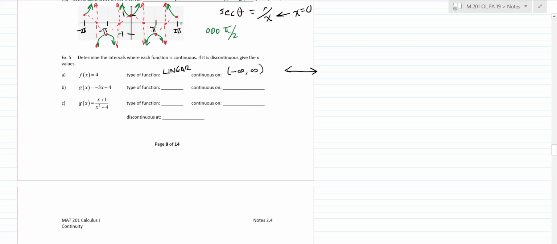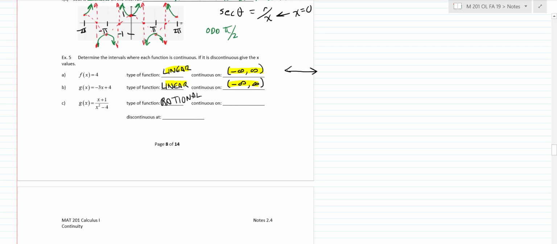Boom, problem done. Okay. This one, what kind of function is this? It's linear again, because that's y equals mx plus b form. And anytime you have a linear function, where's it continuous? Okay, good. All real numbers. All right, so that's how you want to get that put together. Okay. The next thing is, what kind of function is this? It's a ratio of polynomials, so it is rational.